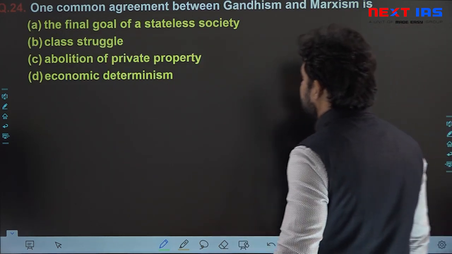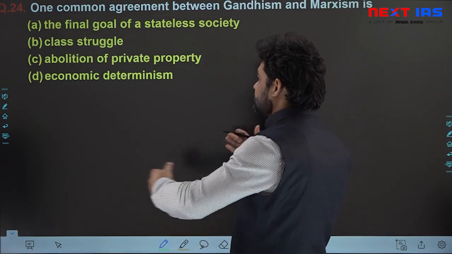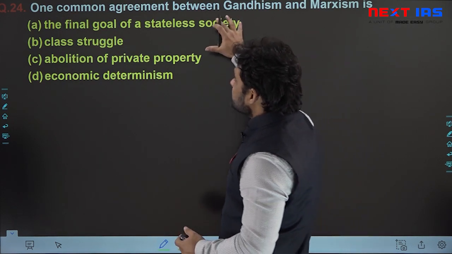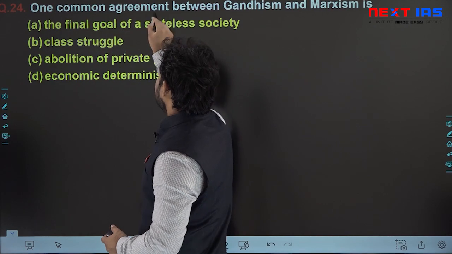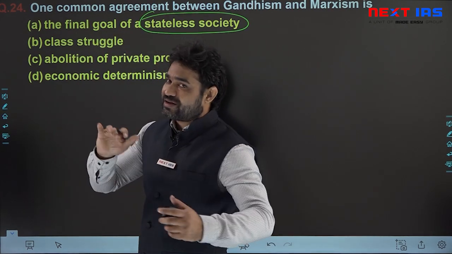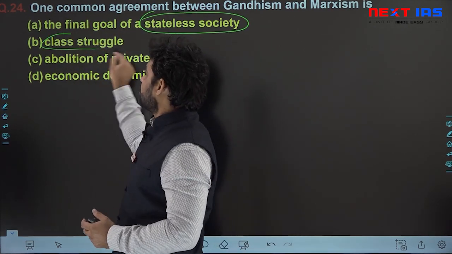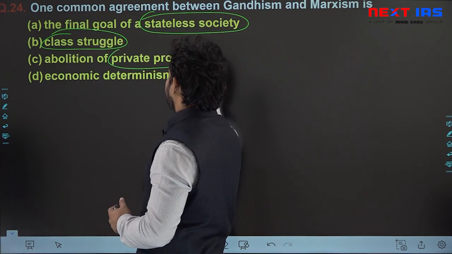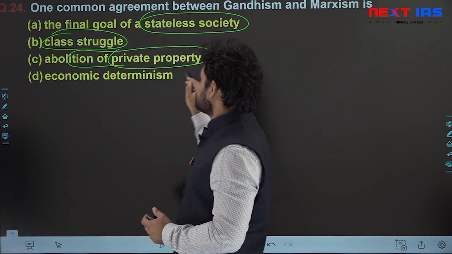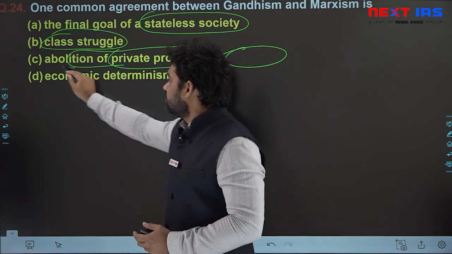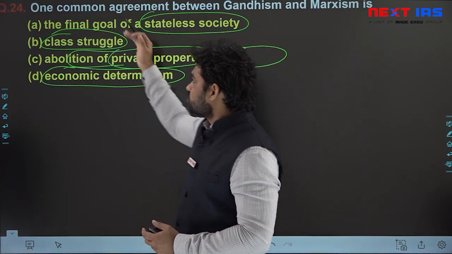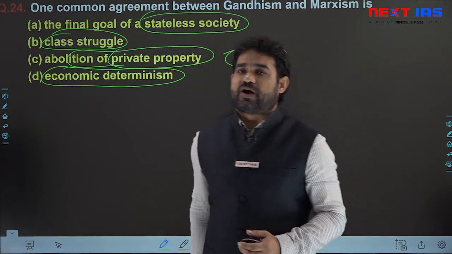And like this, I was talking about the ideas and thoughts. If you see this question, from the coming year point of view, you need to have an idea about the classless stateless society, the class struggle, the abolition of private property, the trusteeship principle, and what is economic determinism. So these are the areas which will become part of your syllabus.